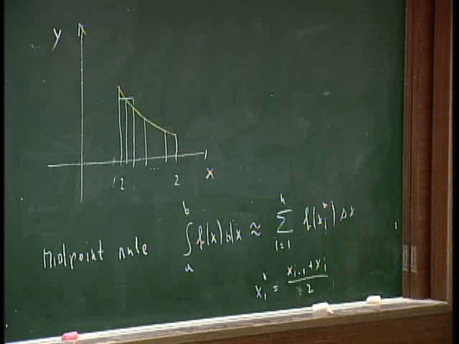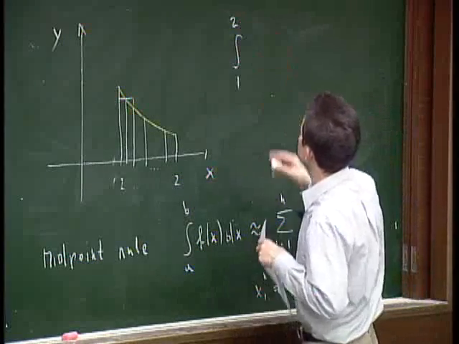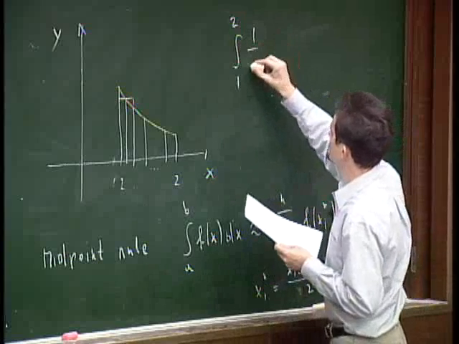And you can now use this to approximate our given integral here, the integral from 1 to 2 of 1 over x dx.